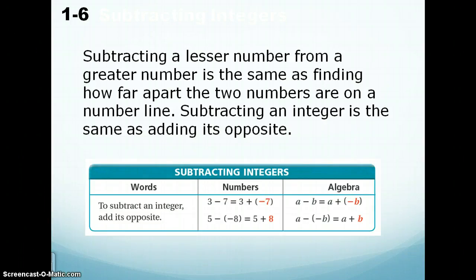Subtracting a lesser number from a greater number is the same as finding how far apart the two numbers are on a number line. Subtracting an integer is the same as adding its opposite. So you can see where it says 3 minus 7, that would be the same as changing it to 3 plus negative 7. Or when it's 5 minus negative 8, that's the same as 5 plus 8.